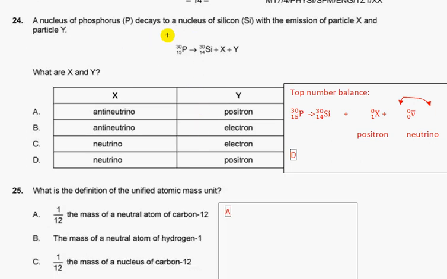A nucleus of phosphorus decays to a nucleus of silicon with emission of particle X and particle Y. And what are particles X and Y? So we should have top and bottom numbers balance. As a result, we get here 1 0, here 0 0. 1 0 is positron, and because it is positron, this should be neutrino. So antiparticle should be accompanied by particle to have lepton number constant. So answer D.